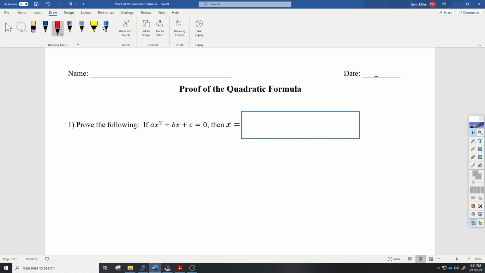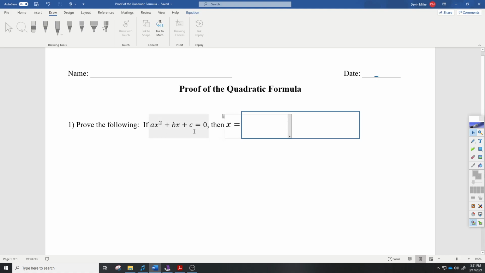So let's look at number 1 here, which says, prove the following. If ax squared plus bx plus c equals 0, then x equals what? This is where we're going to fill in the blank, but we don't know what this is yet. Our goal is to take this original equation with a, b, and c in it. We see that's equal to 0, so this is like solving for the roots, like we're trying to see where it crosses the x-axis. We've done this before where we had to factor this side and see what makes it 0.